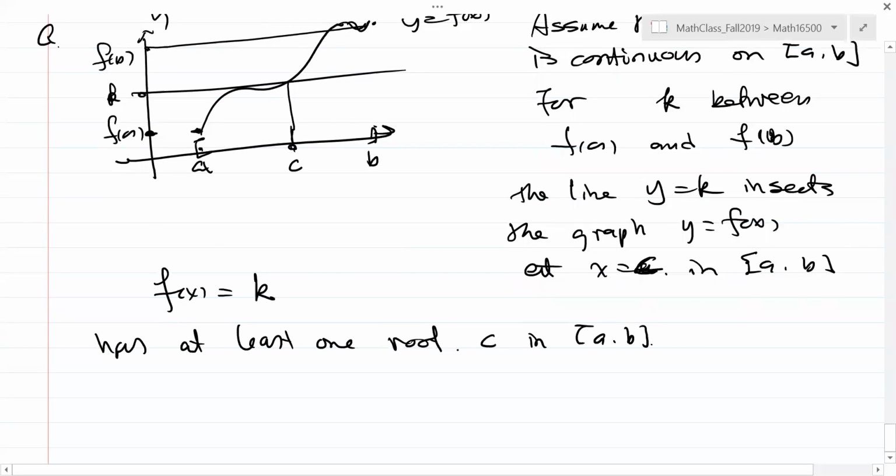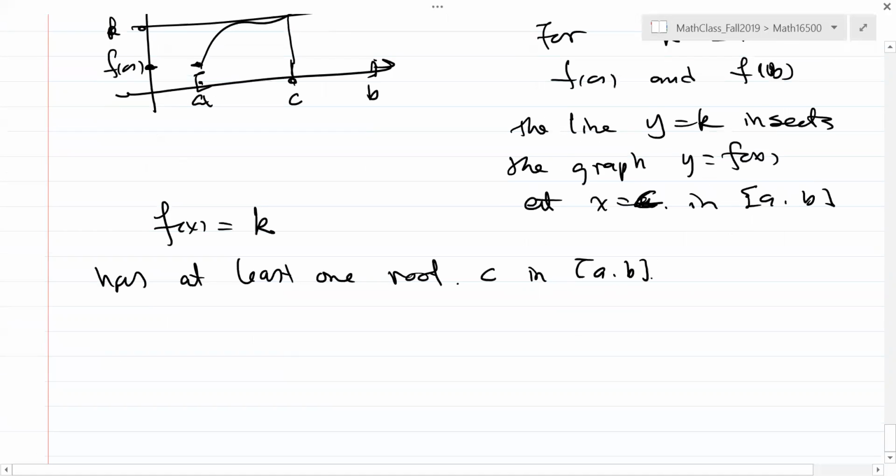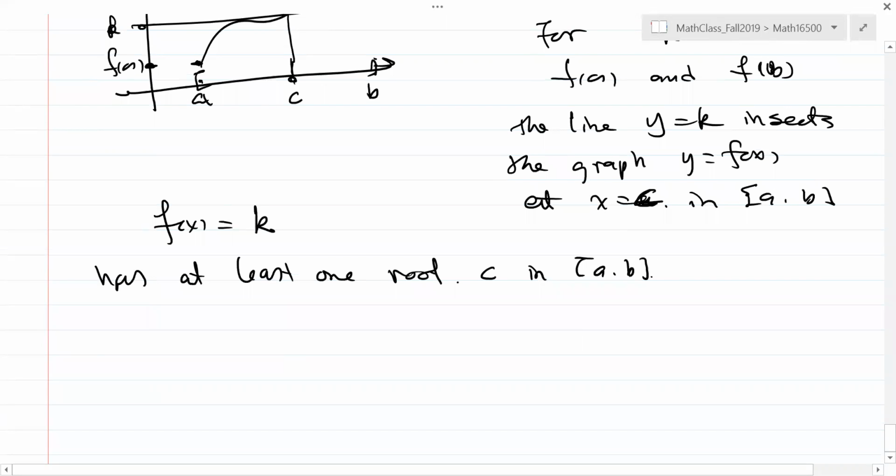So this is a simple application. We're talking about solutions of equations now. Given an equation, how do you know there is a solution? Now we have some nice efficient way to check whether the equation has a solution. How do you check? All I have to check is, yeah, we have the theorem.